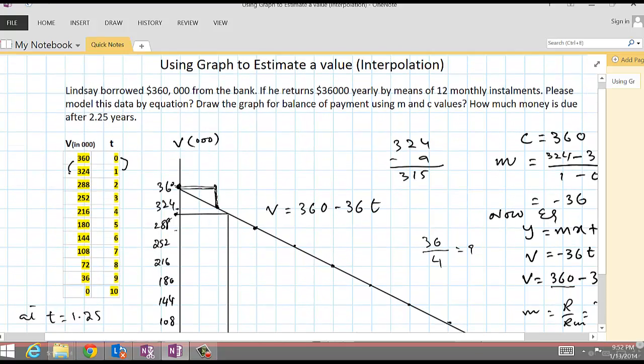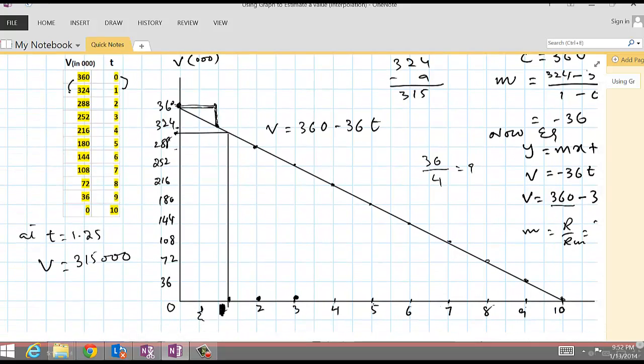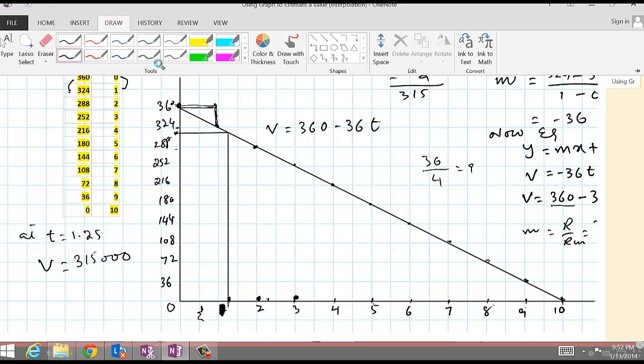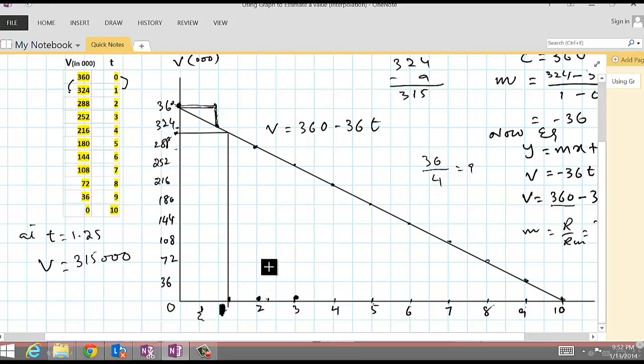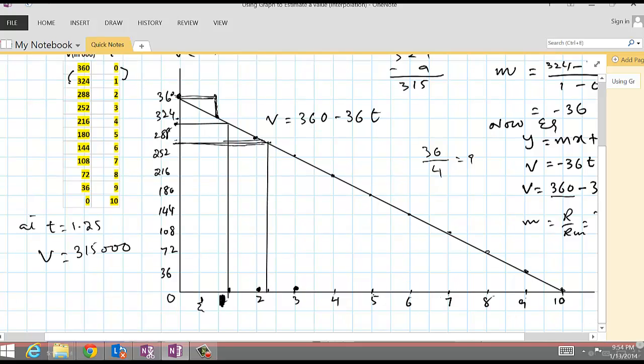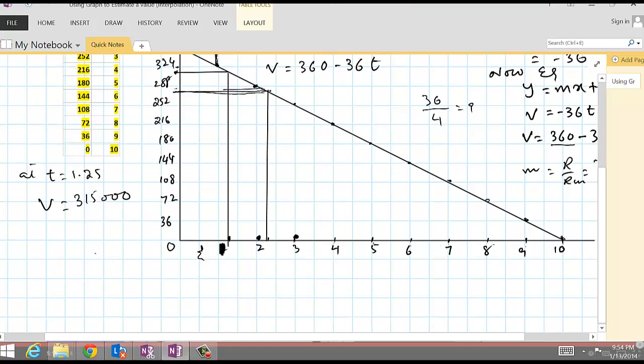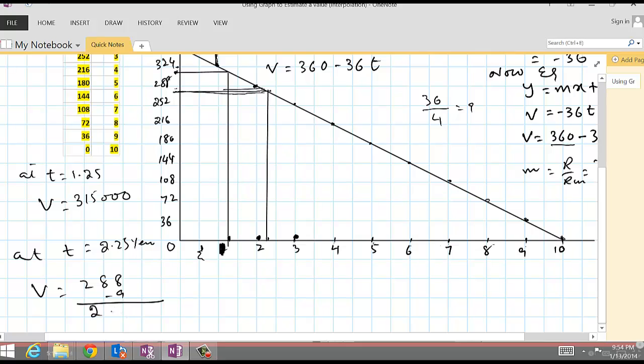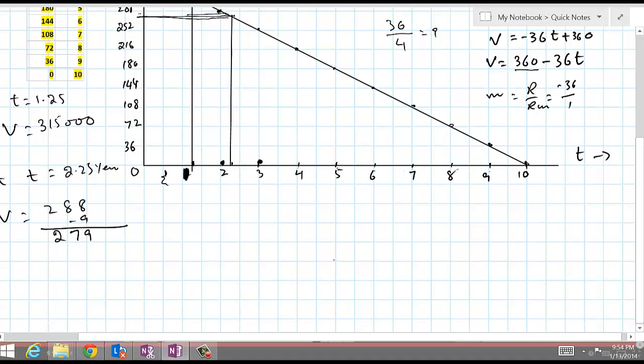And if we were required to find out 2.25 year, we can simply do the same thing again and draw this data point here, and against this data point we can draw another line, and we take it from this point, and then this would be 288 minus 9, so 288 at t is equal to 2.25 years, v is equal to 288,000 minus 9, that's 1/4 of the square, and this would give us 279.